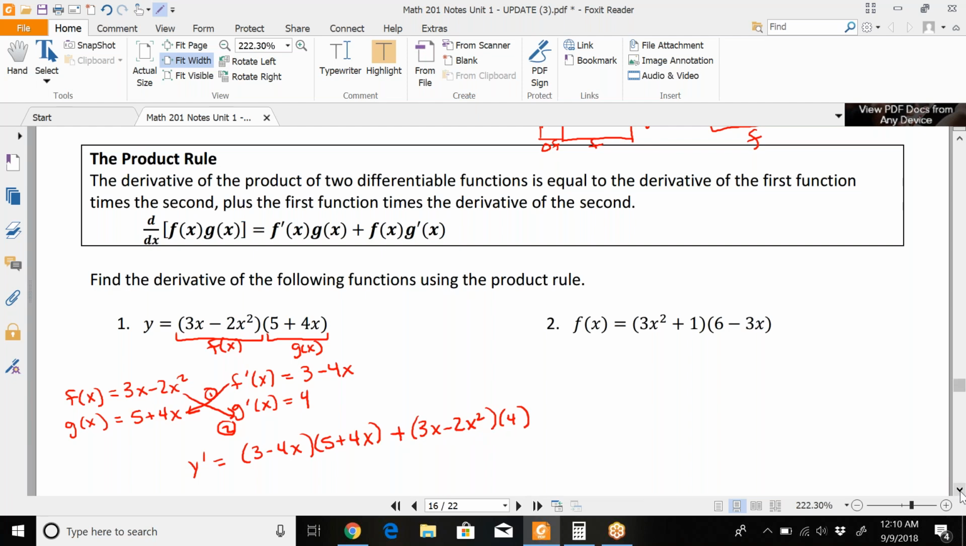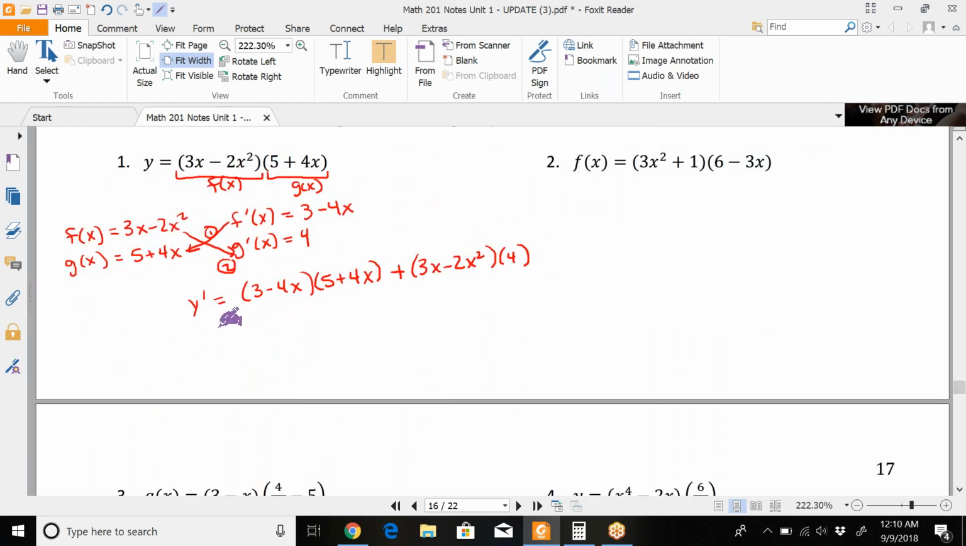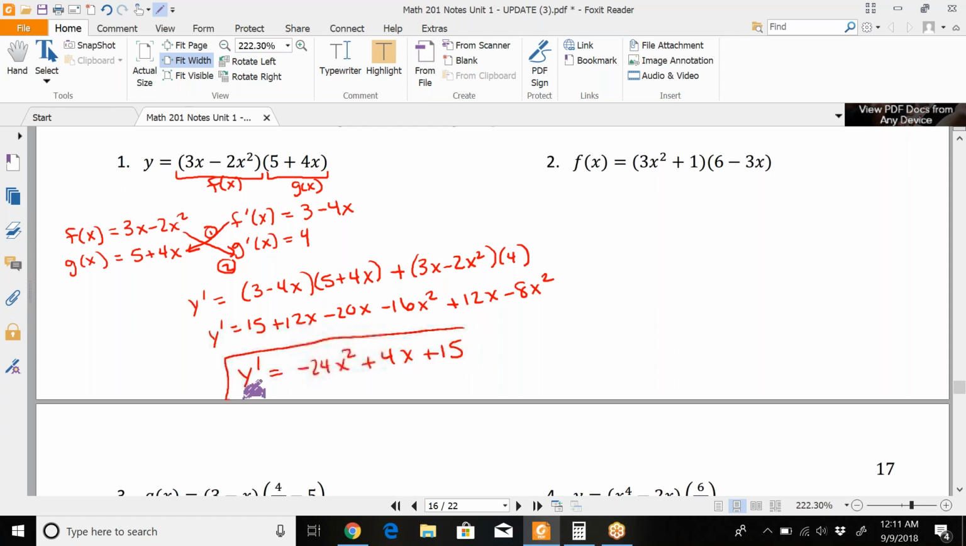Now you'll have to work all of this out, so we need to FOIL or distribute anything we see. So this is going to be 15 plus 12x minus 20x minus 16x squared plus 12x minus 8x squared. We'll combine any like terms, so negative 16 and negative 8 is negative 24x squared. We have a 12x and another 12x, that's 24x, minus the 20 would be positive 4x, and I have a plus 15. So there's my derivative.